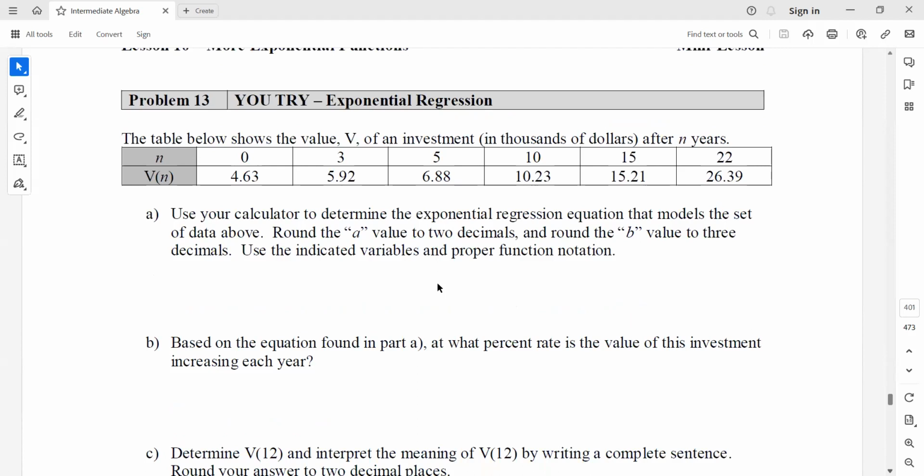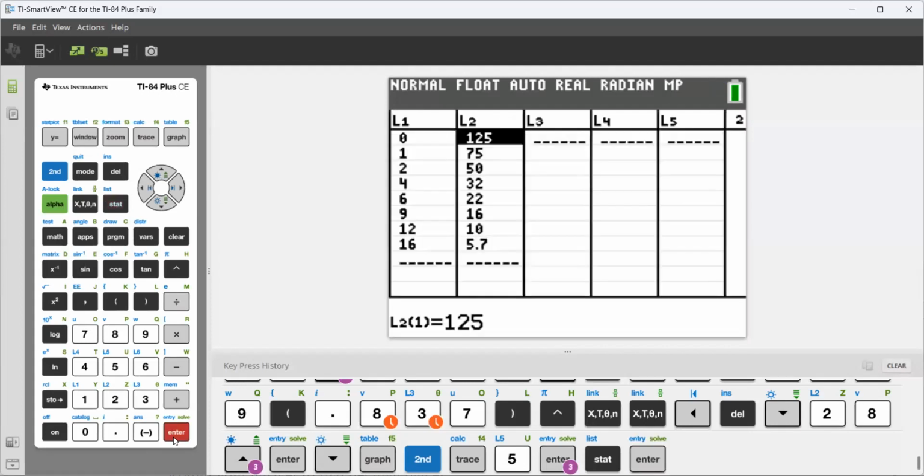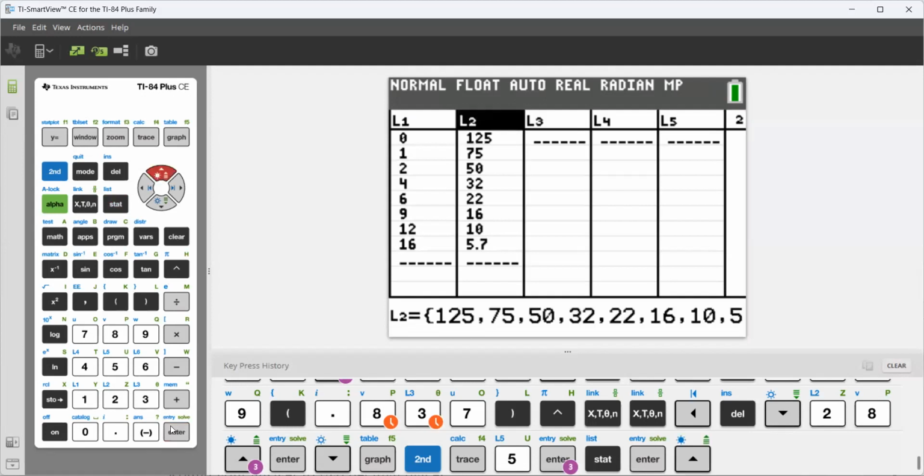And then there is a last problem here. So you have investment V in thousands of dollars after n years. So use your calculator to determine the regression equation, the exponential regression equation. So again, you go to your calculator, go to Stats, Edit. We're going to erase everything.